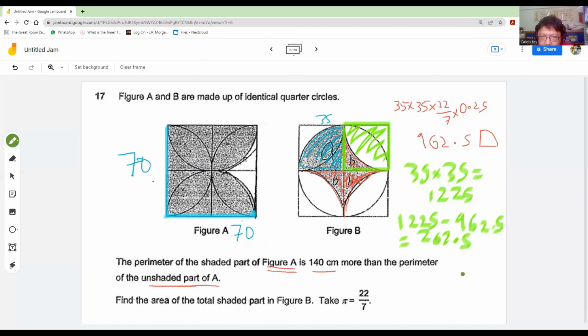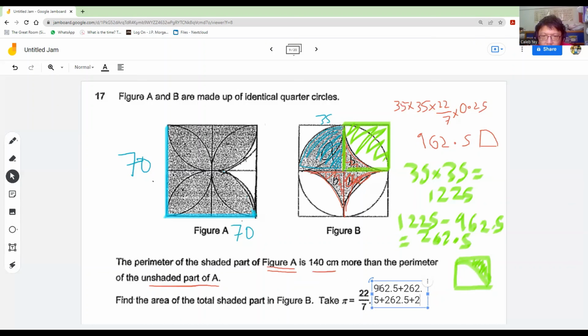This is one boomerang. So what's a boomerang? Again, the boomerang is the quarter circle in the square, but we do not want the quarter. We want the other side of it. Okay, so this is one boomerang. So to find the final answer, we will need 962.5 plus 3 boomerangs. So if you press your calculator with these values here, my answer would be 1750 cm squared.